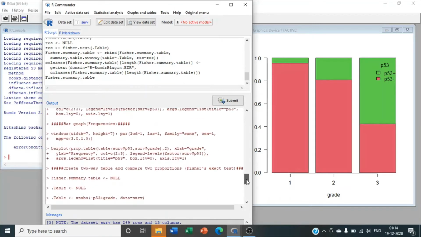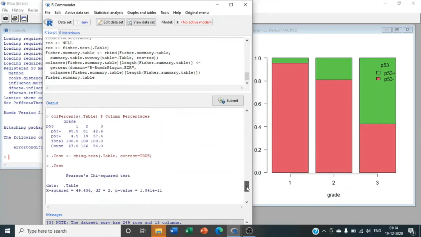For the chi-square test, again, we get a very significant value. So we can say that there is a significant relationship. The null hypothesis of the proportions being equal in all the three grades of the P53 mutant status is rejected.